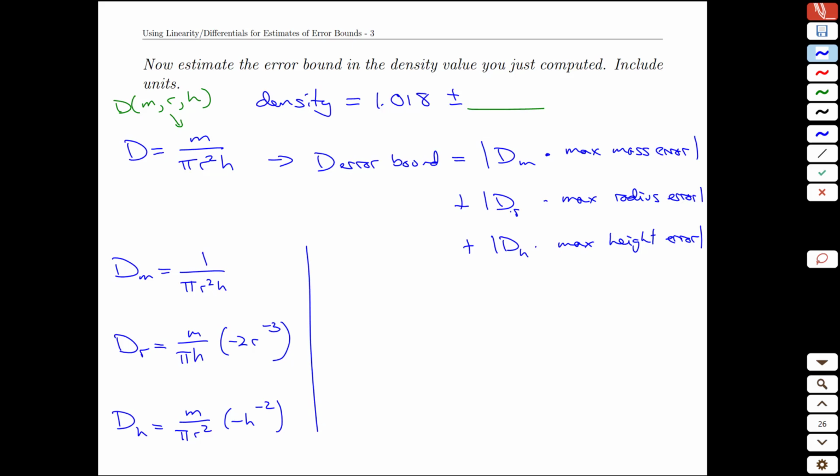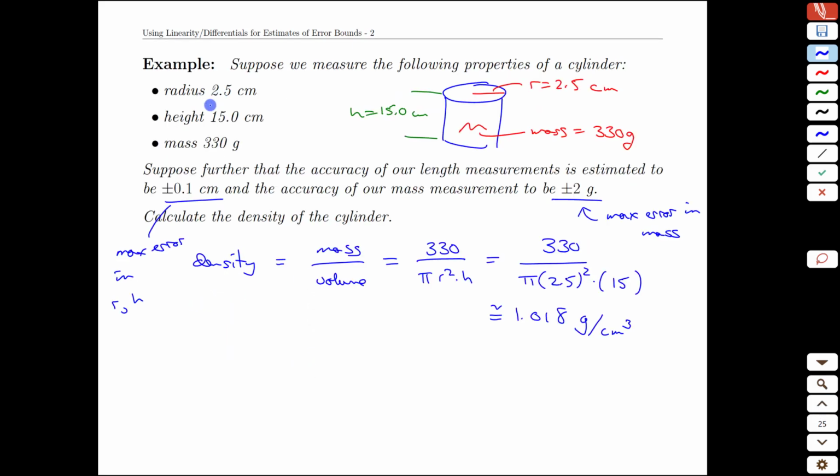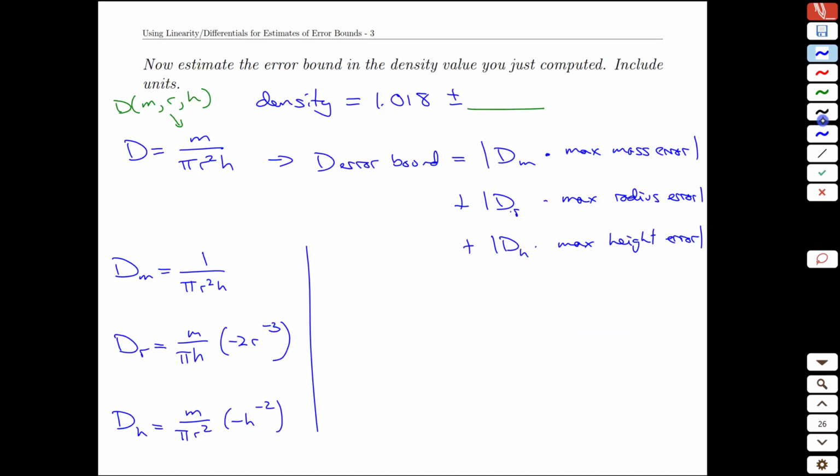We then evaluate that at, what were the values we had? We had 2.5, 15, and mass is our first one, 330 grams. So we evaluate each of those at the measured values. Those are our best guesses for all of these terms. H equals 15. And we get, through some calculator work, 1 over pi times 2.5 squared times 15. And that's approximately 0.00395.